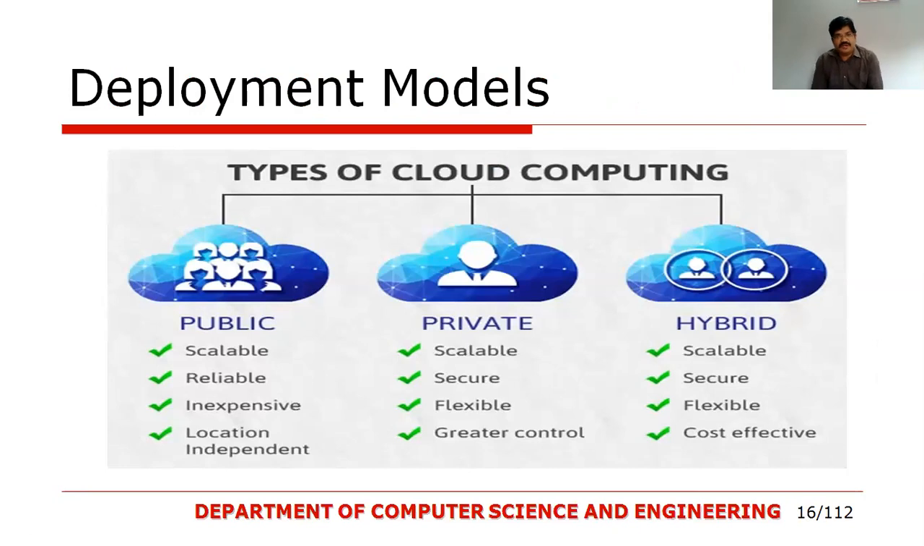Various types of cloud computing deployment models we already discussed: public, private, and hybrid. We will compare their characteristics here. The public cloud is very reliable, and it is very inexpensive if you compare it with the private and hybrid ones. Maintaining a private cloud gives great control, and it is very flexible, very secure, and scalable also. So these are the various characteristics of the private cloud.